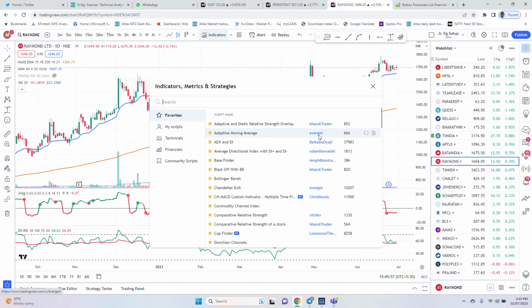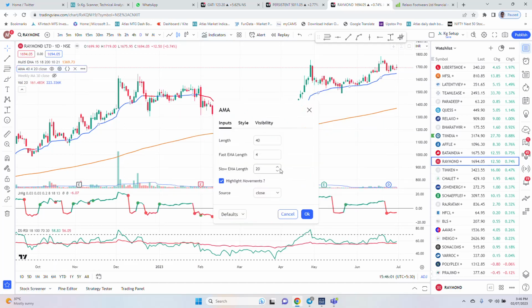The author is Everget, and the settings you need to use are 40, 4 and 20. This is the setting you need to change. The default setting will be something else, but just make a note of this. These settings you need to change: 40, 4 and 20.